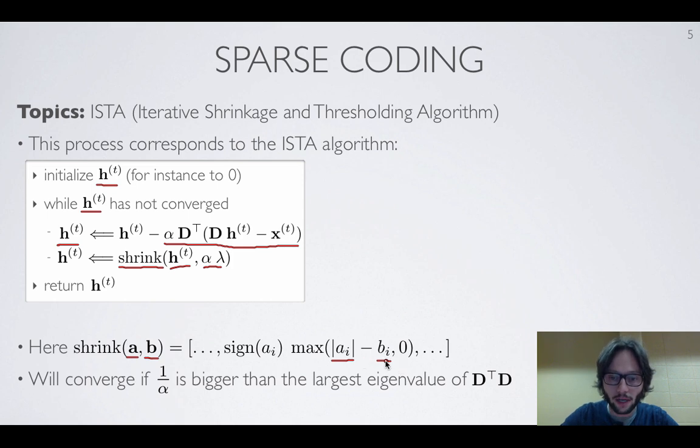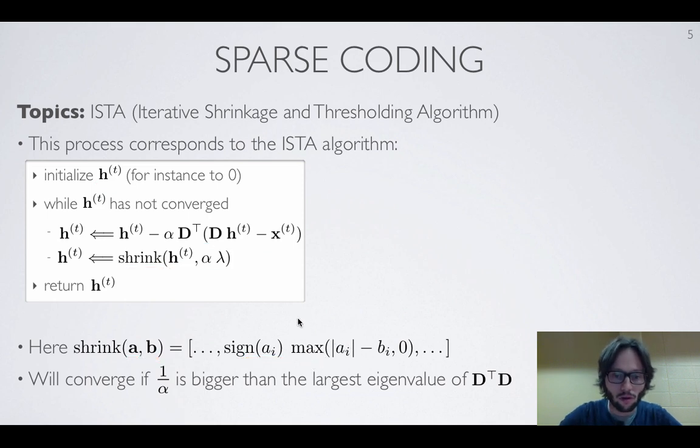But now if by shrinking it, it actually becomes negative, we're taking the absolute value. So in other words, it's changing sign. Then we're going to set it to zero. So we're taking the max between this and zero. And then we multiply back by the sign because we had removed the sign of the element here.